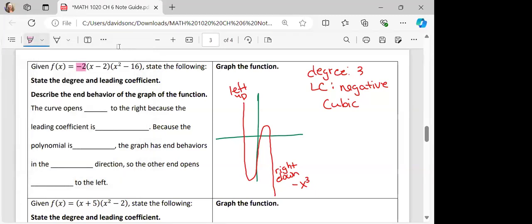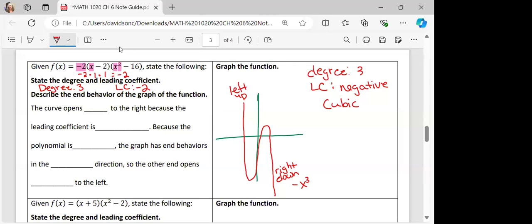All right, so we have the -2 that has the highest power and that has the highest power. All right, so we have -2. The number in front of x is 1, and the number in front of x squared is 1. So that is our leading coefficient. You're going to multiply those. The degree is 3 because that's the highest power. Our leading coefficient is -2.